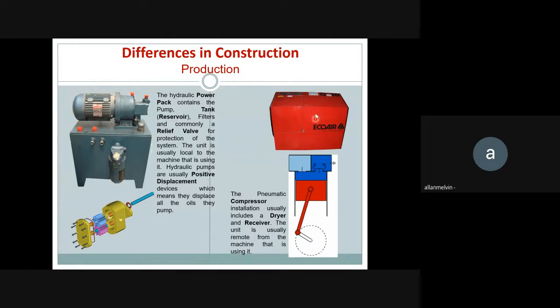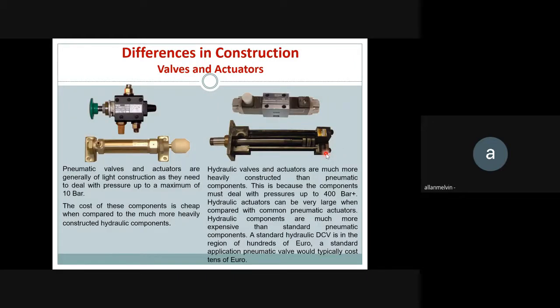So it does not need to be together with the system. As long as you have the pipe to connect to the system, it is sufficient. In terms of valves and actuators, you can see they look different.